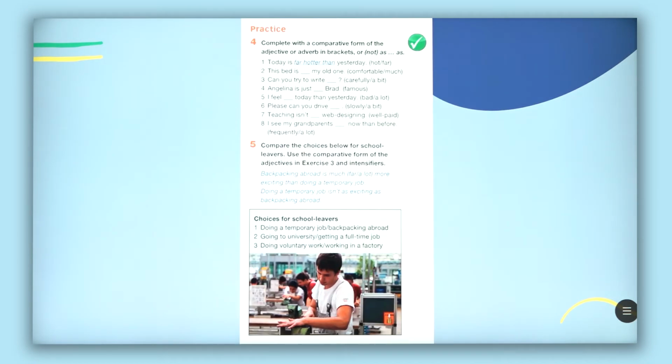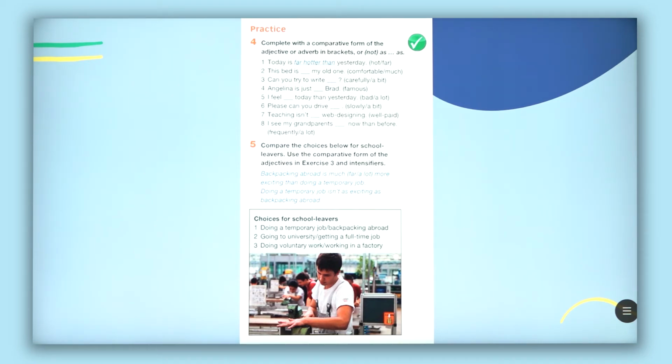Now we will continue with practicing, which is to complete with a comparative form of the adjective or adverb in brackets, or use as. The first example says, today is far hotter than yesterday. The second one, this bed is much more comfortable than my old one. The third is, can you try to write a bit more carefully? The fourth one is, Angelina is just as famous as Brad.